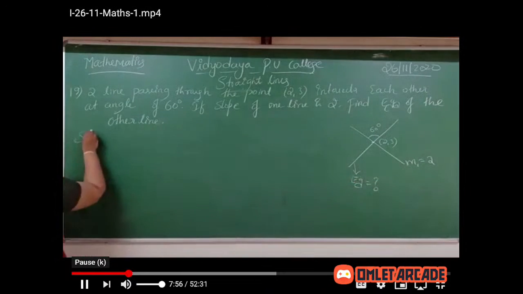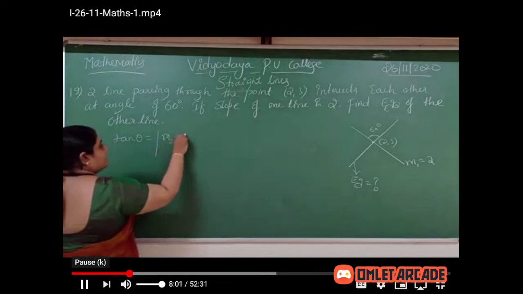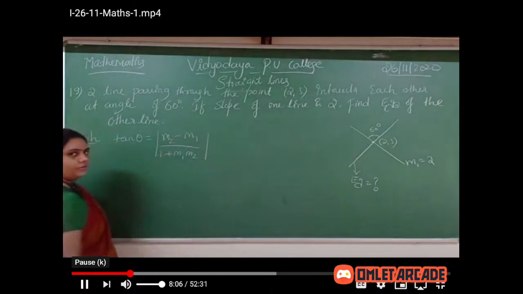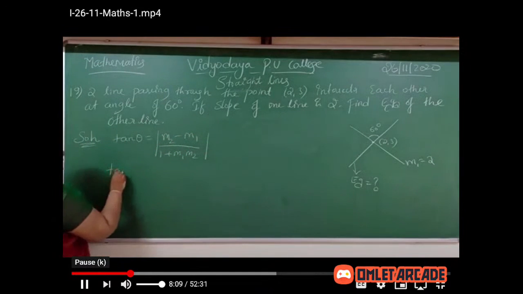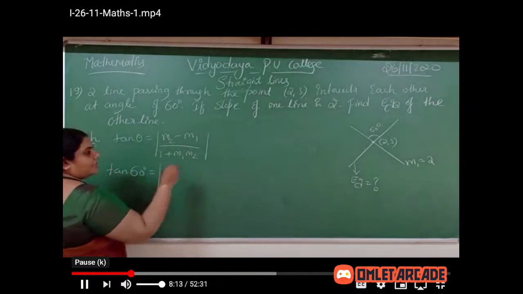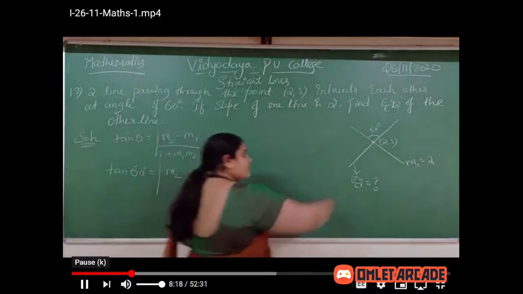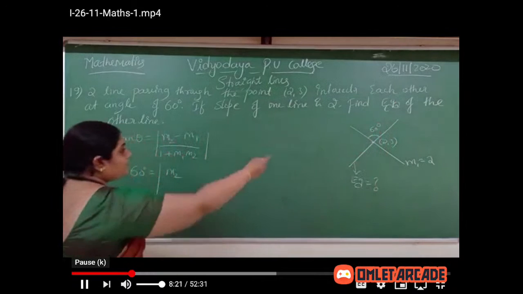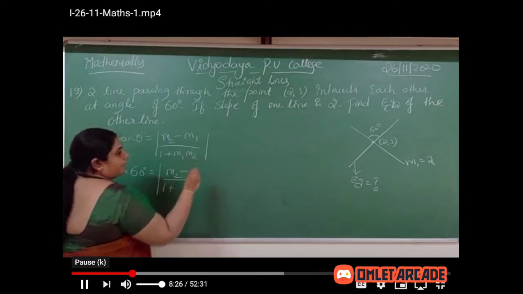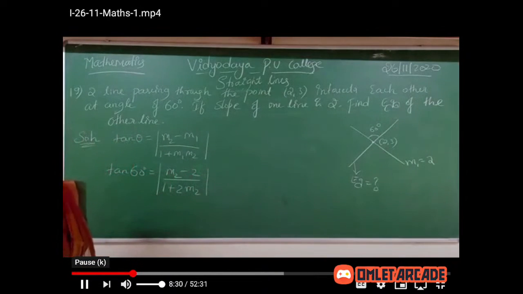So we'll write the formula. Tan theta is equal to, did you get? Why am I using this formula here? Because one of the slopes is known and the angle between them is known. So tan 60 degrees, because the angle between them is 60 degrees, equals modulus of (m2 minus m1) divided by (1 plus m1 m2), where m2, the slope of the required line, I don't know. m1 is 2, so it is m2 minus 2 divided by 1 plus 2 m2.